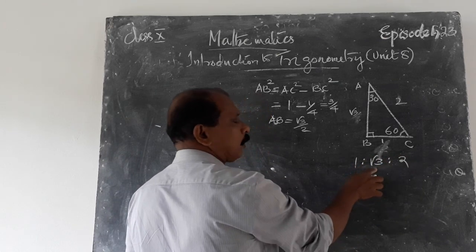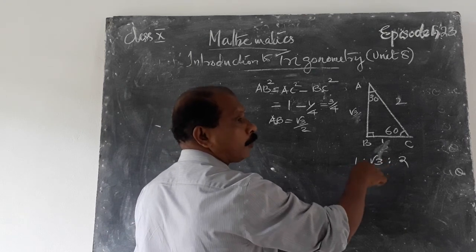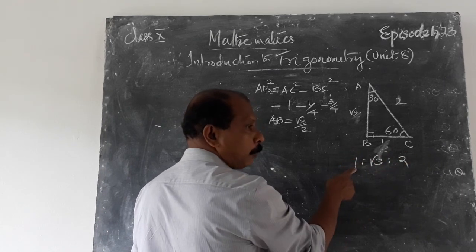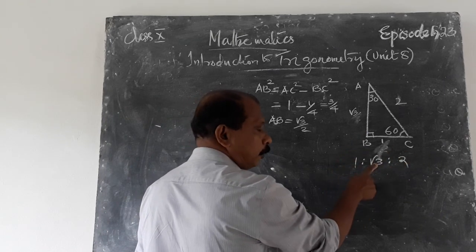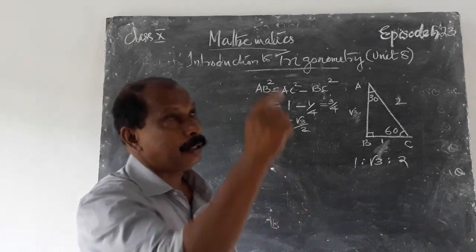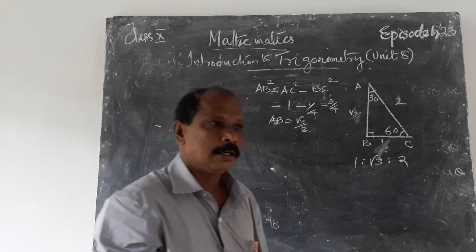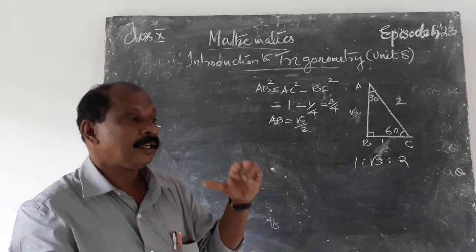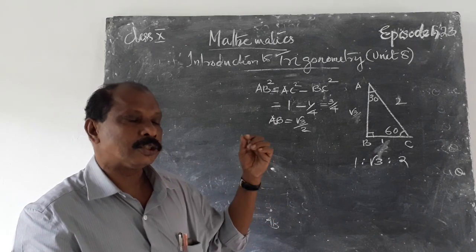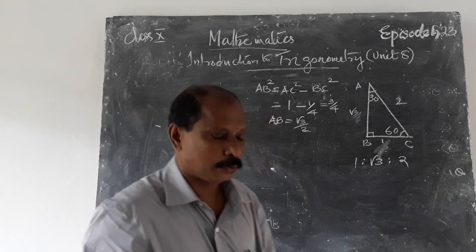That is, root 3 is 1.73, which is more than 1, and 2 is more than 1.73. Therefore, 1 is to root 3 is to 2. This is the smaller side, this is the altitude, and this is the length of the hypotenuse. Therefore, the first ratio is 1 is to root 2 for 45 degree. But for 30 and 60 degree, the side against 30 is 1, the side against 60 is root 3, the side against the hypotenuse is 2, that is the ratio.